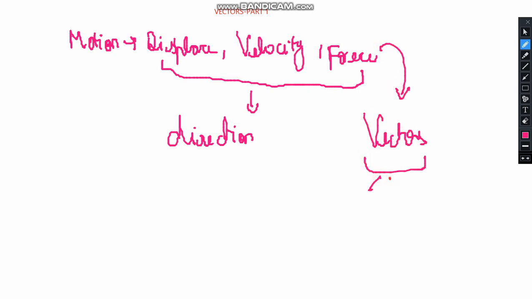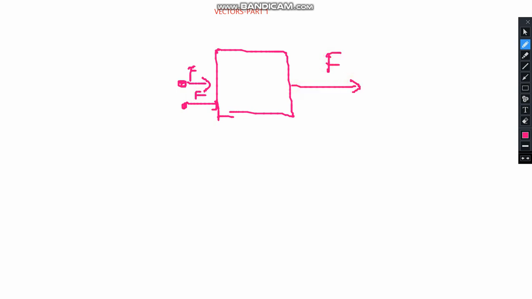Vectors are basically magnitude and direction. Very important concept. This is what vectors are. Suppose there is a huge heavy block. A boy is pushing with a force F, and a girl is also pushing with a force F, and so the body moves with this entire force. The body is moving in this direction. Well, there is a friction force, but just ignore it.